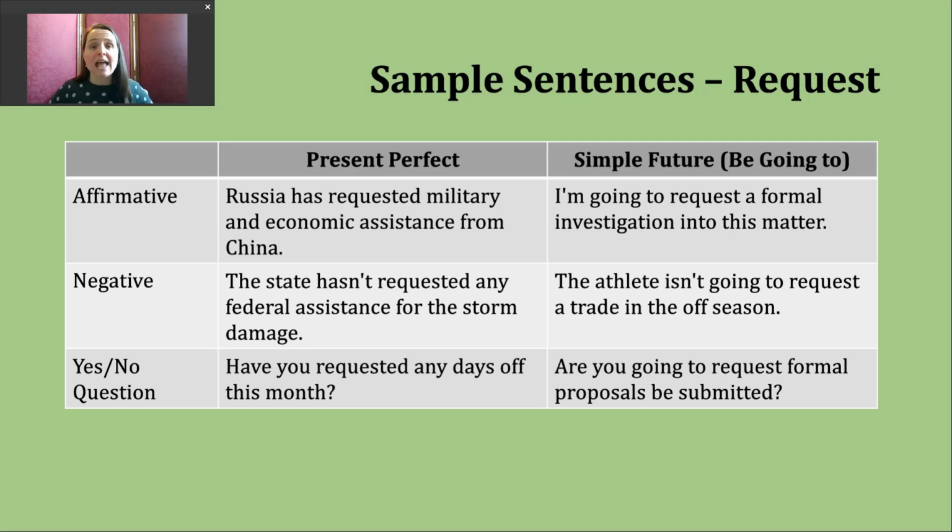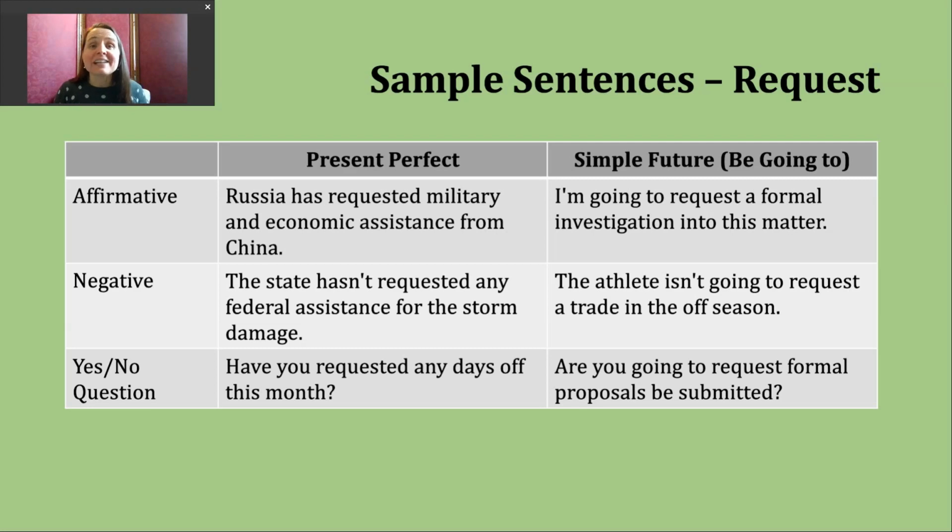This happens sometimes as we have large natural disasters, so things like tornadoes, hurricanes, forest fires, where our state government will formally ask the federal government to provide monetary assistance or money to help with recovery efforts. This sentence, of course, is noting for whatever reason, maybe the damage wasn't very bad, maybe it wasn't a very big storm, but the state has not made that formal request.